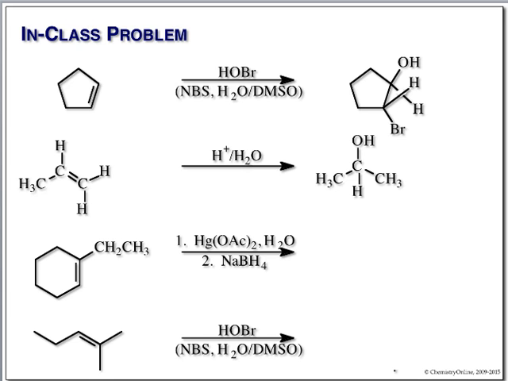More civilized way to do hydration, mercury(II) acetate followed by borohydride reduction. Once again, this is going to be Markovnikov. That means the hydroxyl group is bonded to the carbon of the alkene that would give the most stable carbocation. We have a tertiary and a secondary. Where does it go? Tertiary, of course.